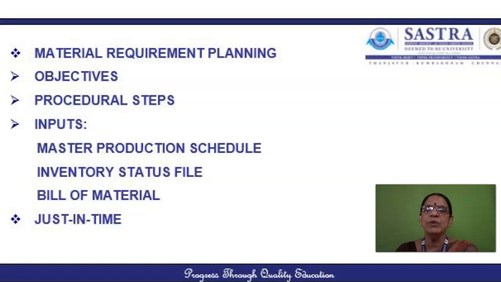MRP is a technique of working backward from the scheduled quantities and needs and dates for the end items specified in a master production schedule to determine the requirements for components needed to meet a master production schedule. This technique determines what components are needed, how many are needed, when they are needed, when they should be ordered, so that they will be available when needed.